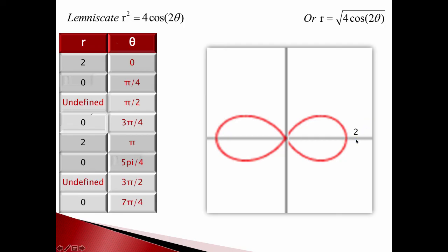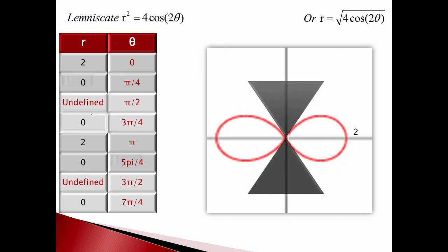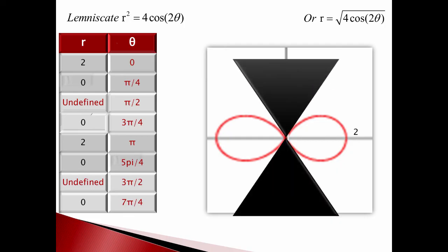But 2 of the petals seem to be missing. In fact, what I really got is this sort of dead zone where there's nothing happening. That's because that's the part where 4 cosine 2 theta went negative. And when 4 cosine of 2 theta goes negative, I can't take the square root of it. So I have this dead zone where theta ran between pi over 4 and 3 pi over 4, and where theta ran between 5 pi over 4 and 7 pi over 4. There's no part of the graph there. It's just undefined. But it does make a really, really awesome picture.